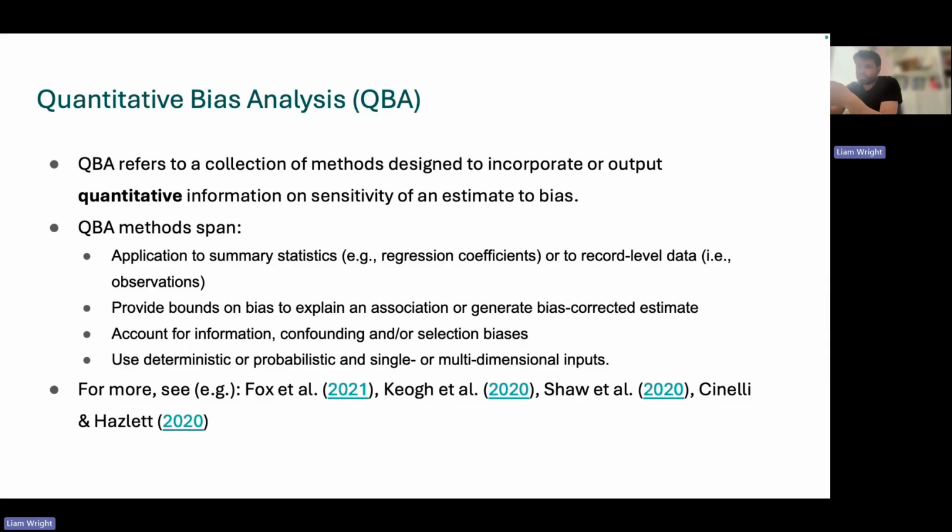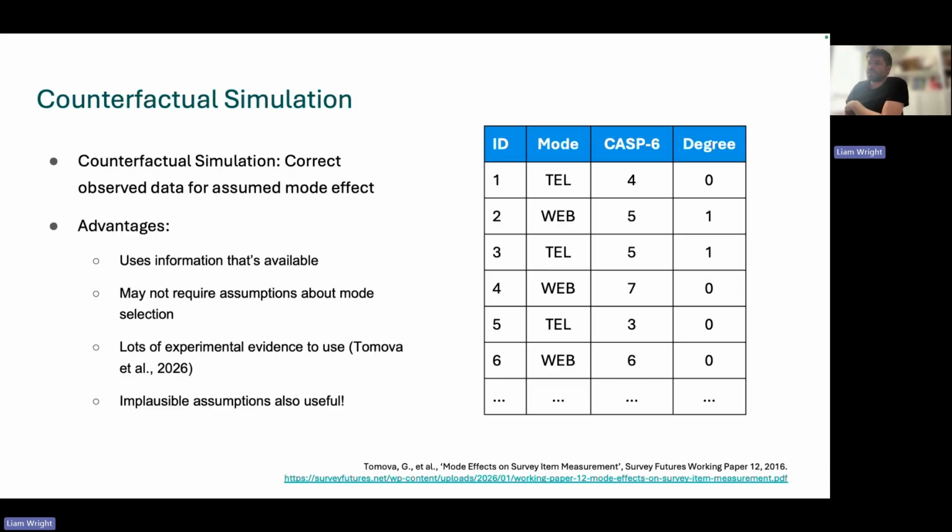These might provide bounds on bias, how much bias is necessary to explain an association, or allow you to say, given a level of assumed bias, what is the corrected estimate that I would have identified if that bias wasn't there. They can also be used for any number of biases, such as information biases, which are measurement error type biases, confounding and selection biases, and they can also be combined together as well, which is a nice feature of them. I've just added a few references at the end that you might be interested in reading afterwards.